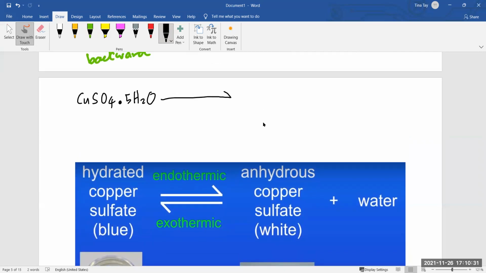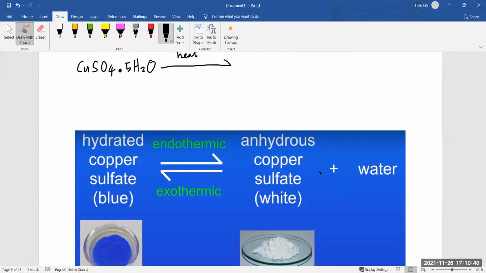When I heat it up, the copper sulfate absorbs the heat. So where will the water go? The water will escape. When the water escapes, who is left inside? Without water, it is called anhydrous copper(II) sulfate. So anhydrous means without water, or dry. Hydrated means the water is trapped inside.